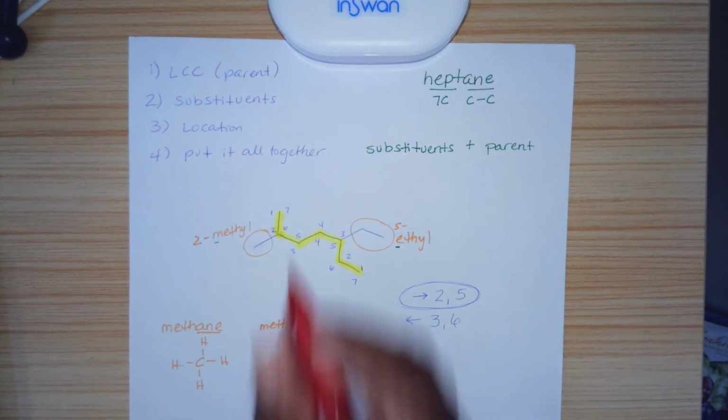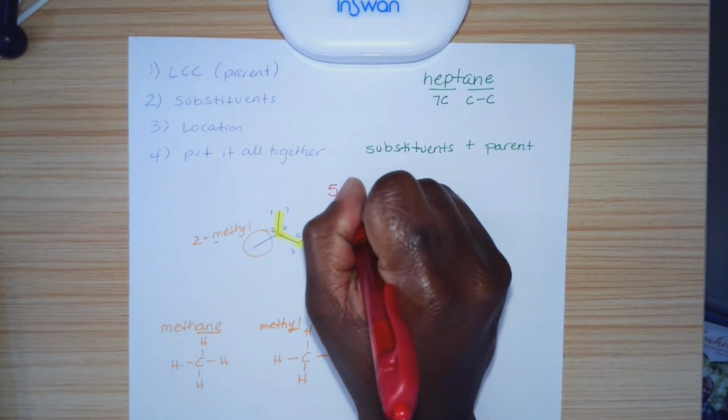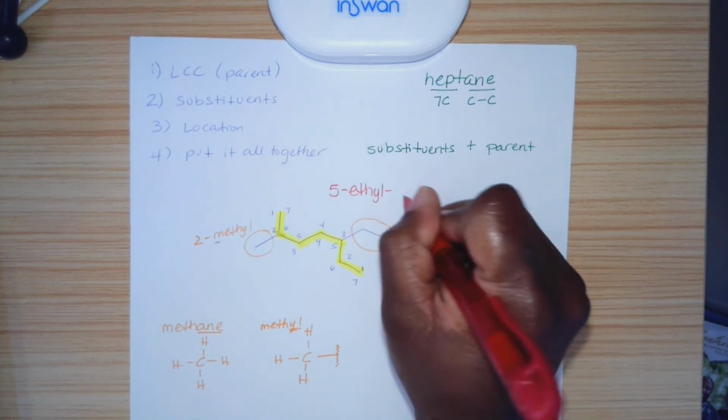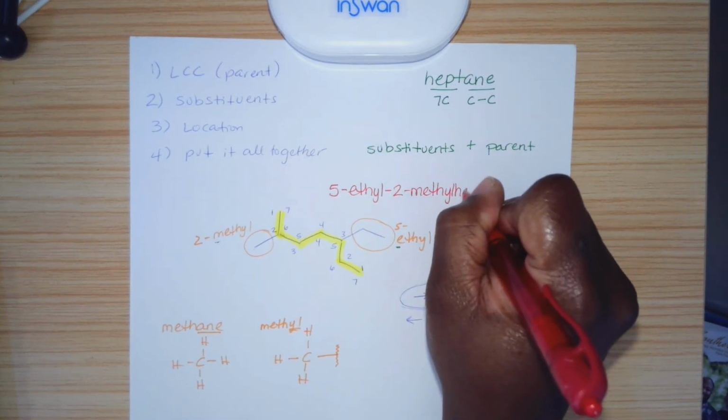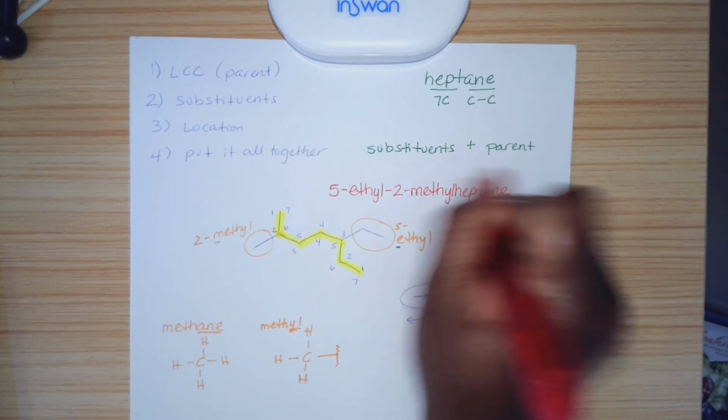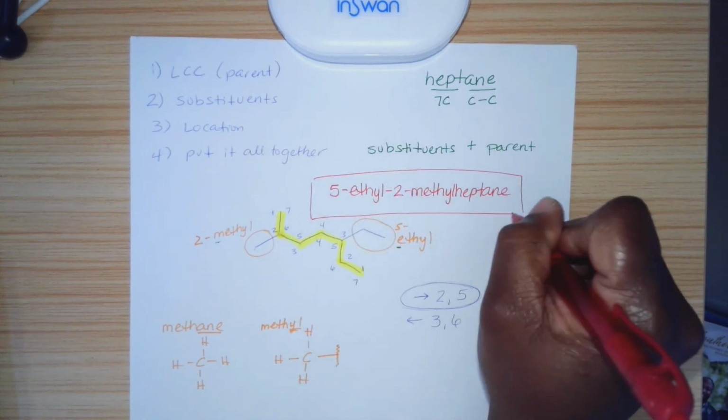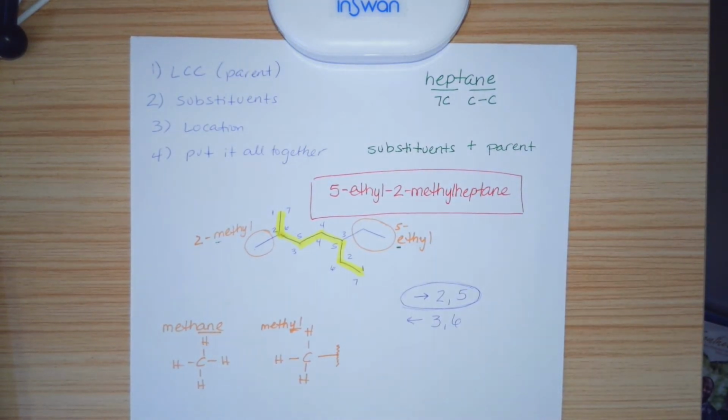So when we put this name together, we end up with 5-ethyl 2-methyl heptane. So that is the name of this compound. That name tells you about the atoms that are present. Now, my recommendation, when you determine the name, just like in math class, you learn to perform the operation, and then at the end, you check your work.